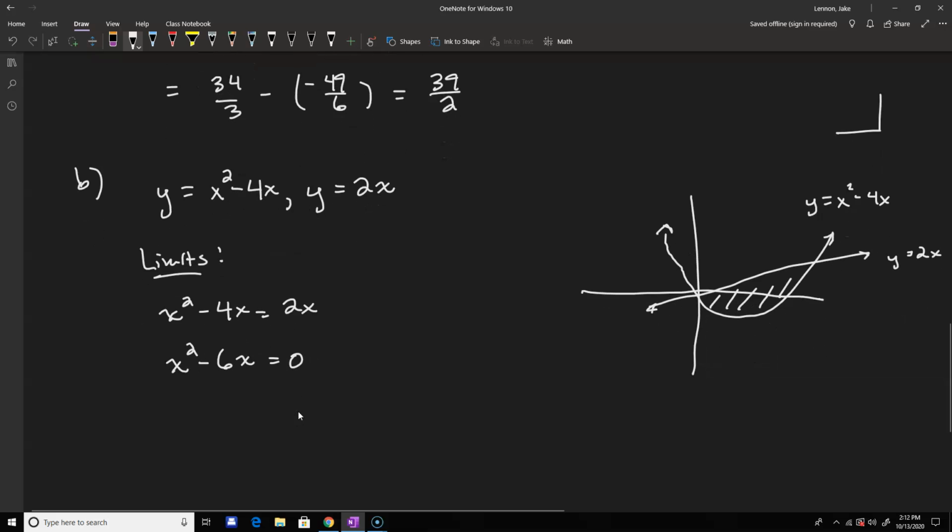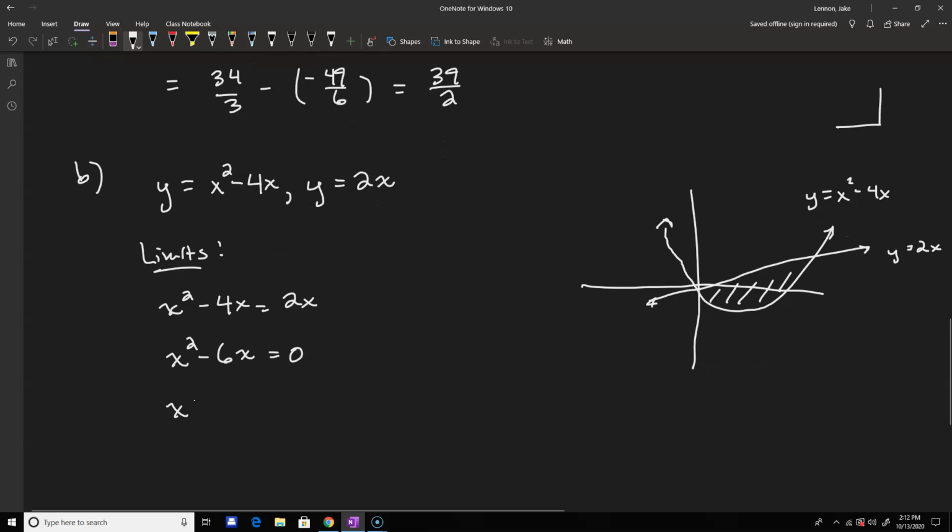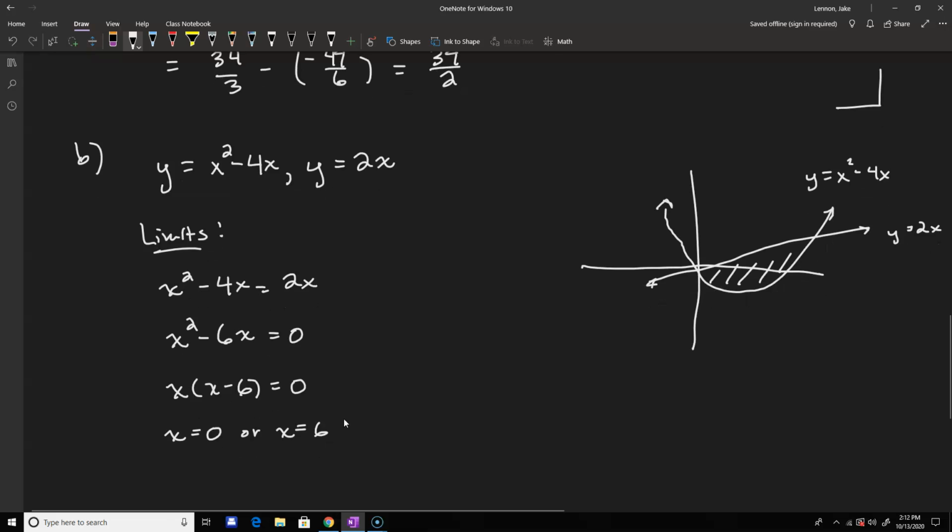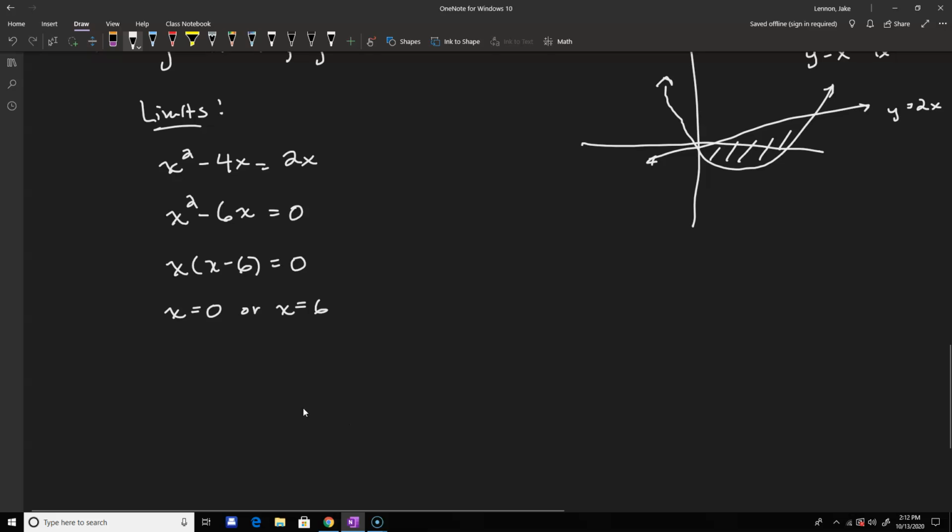And then you can factor out an x to solve. So x times x minus 6 equals 0. So x equals 0 or x equals 6. These are our two limit points. So that's the places where you see the two curves intersecting. The first at the origin and the second is happening at x equals 6. So now we're ready to set up the integral.